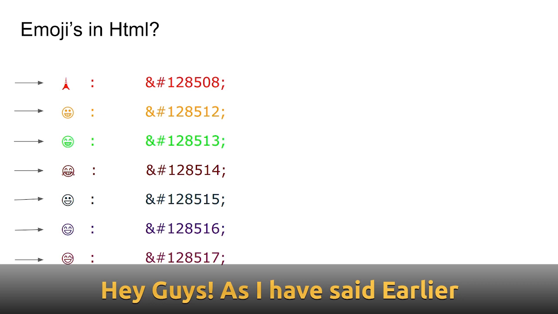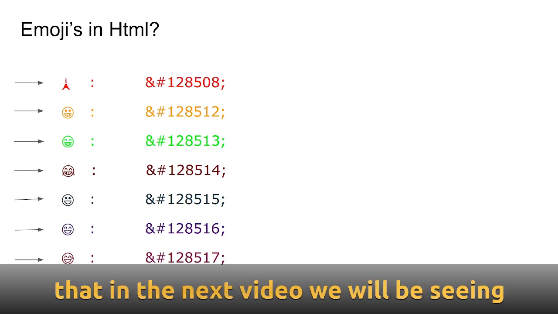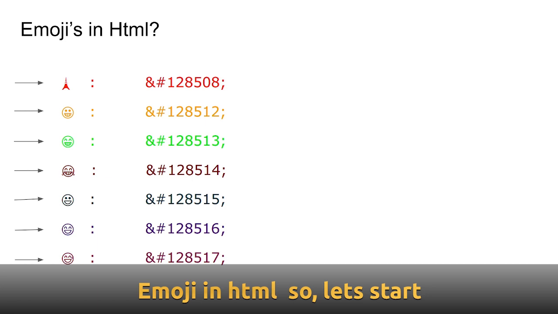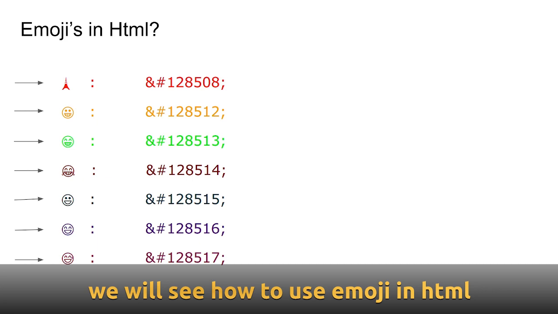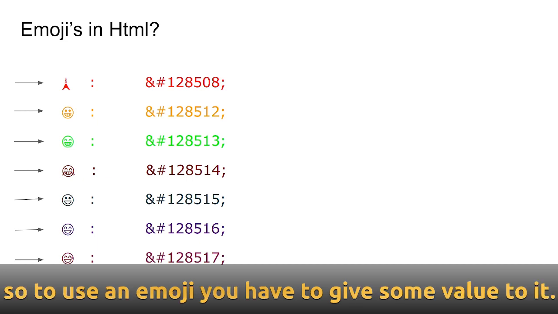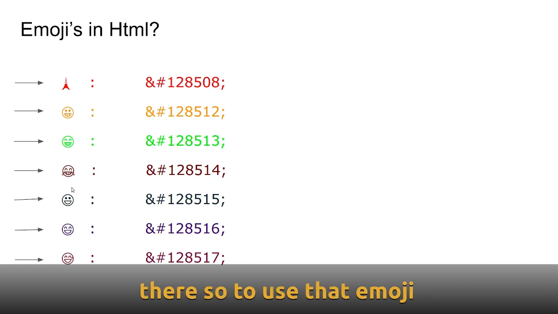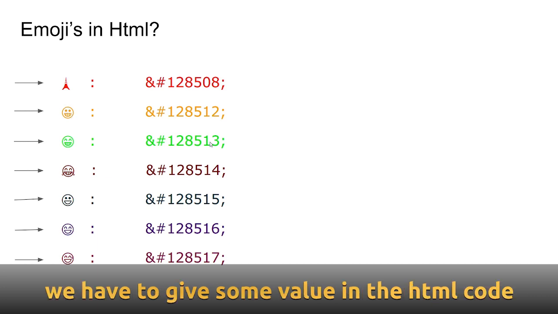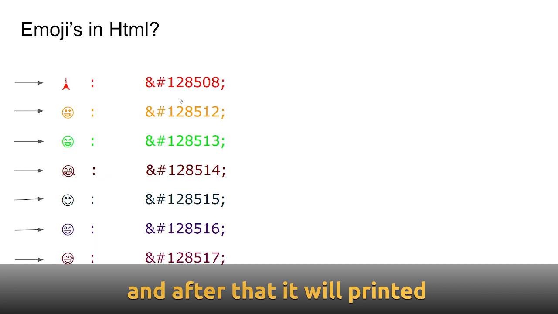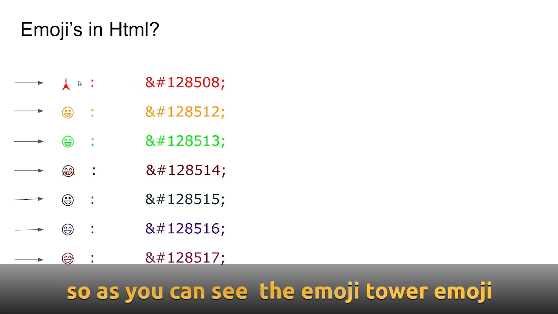Hey guys, as I have said earlier, in the next video we will be seeing emojis in HTML. So let's start. We will see how to use emojis in HTML. To use an emoji, you have to give some value for it. You can say here the tower emoji, laughing emoji there. To use that emoji you have to give some value in the HTML code, and after that it will print it.